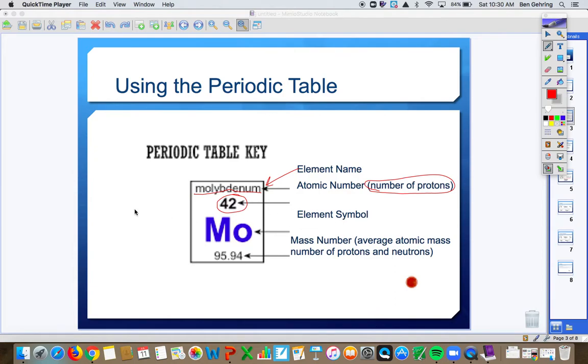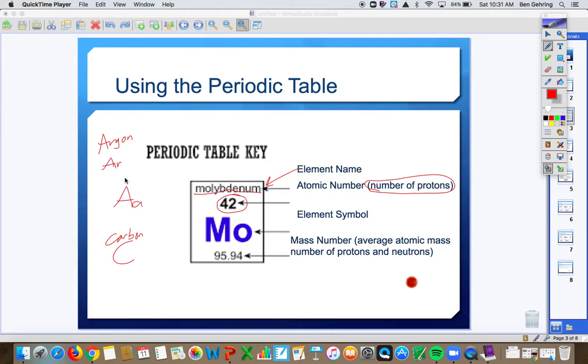MO is going to be my symbol. In every symbol that you see, you're going to have a capital letter. If there's one letter, it's going to be capital. For example, carbon is a capital C. If the element has two letters, your first letter is going to be capital, your second letter is going to be lowercase. For example, argon has the symbol of AR.